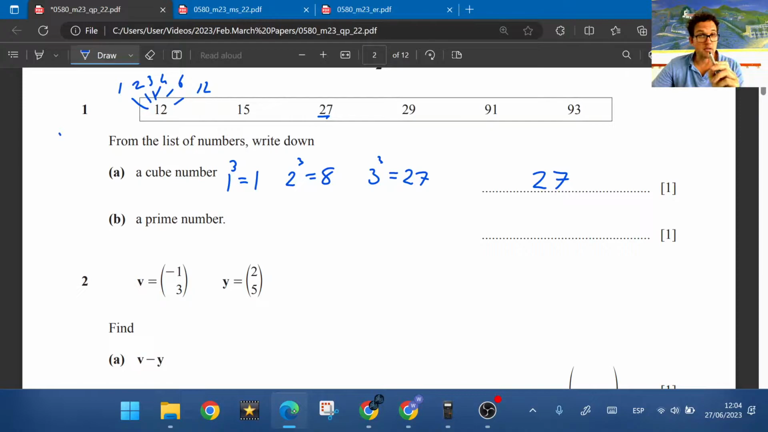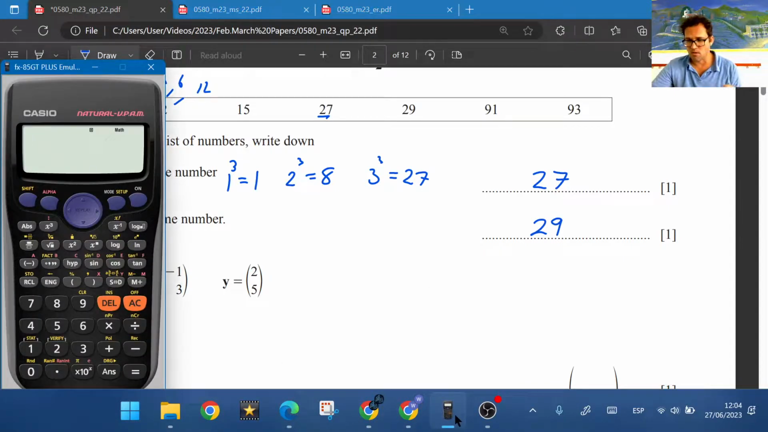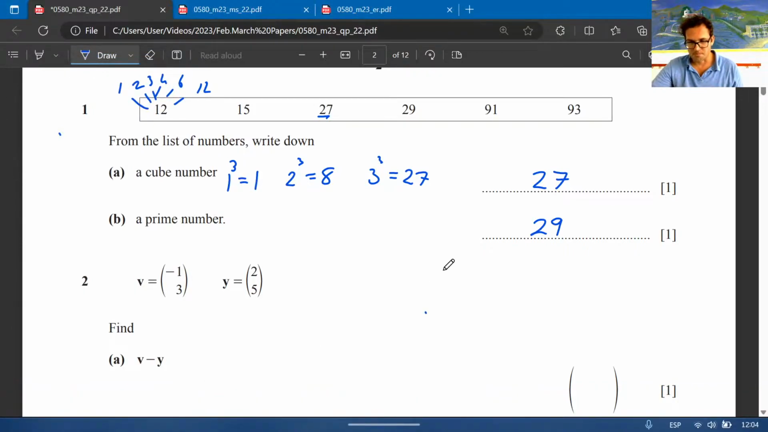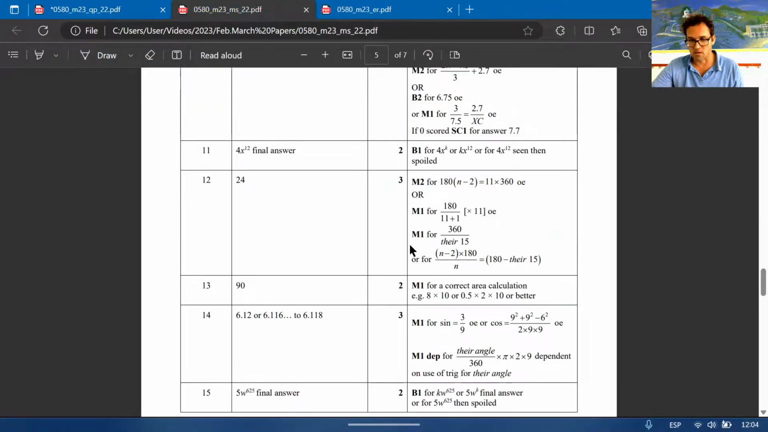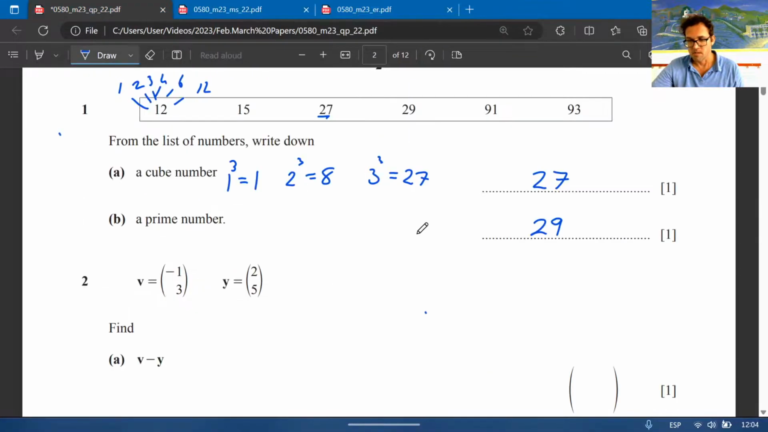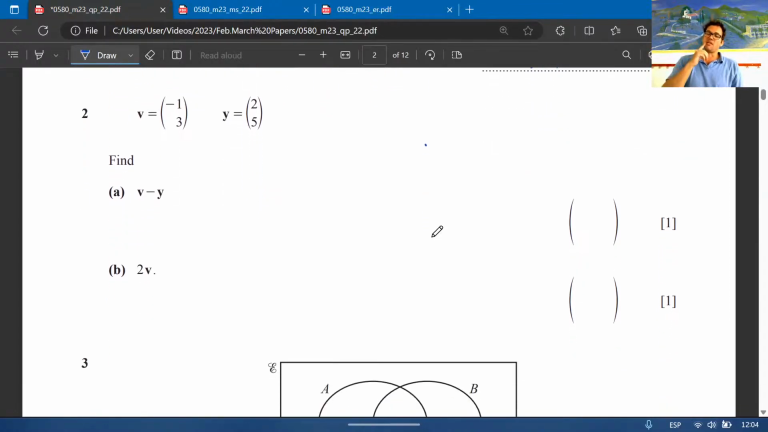27, 29. By the way, can you think of anything that divides into 29 other than 1 and 29? Nope. That's why that is the prime number. 91, is that a prime number? No, I don't think it is, because if you do 91 divided by 7, you get whole numbers. 7 and 13 are factors there. Okay, so those are the only correct answers. Let's see this mark scheme here. 27, 29.